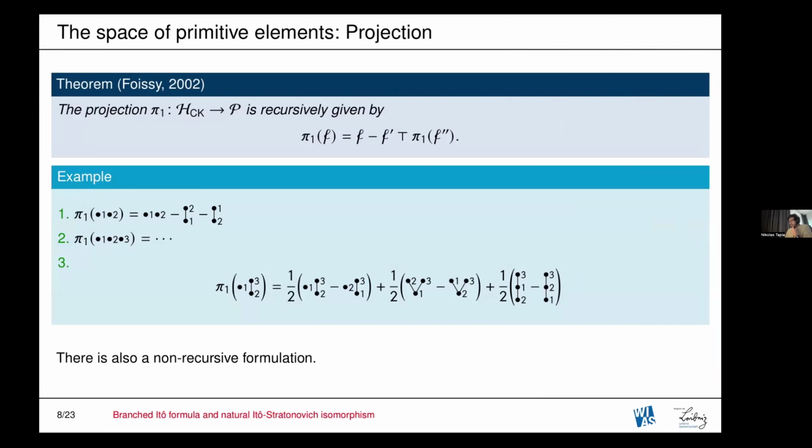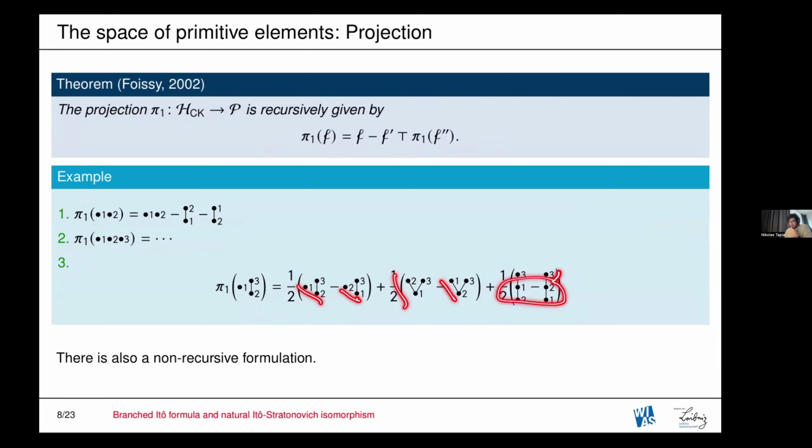But I can get some more relations. So for example, I can get pi1 of a forest like this, and I apply recursively my formula, knowing that I know these guys, and I get this expression. And if you look closely, then this is antisymmetric in the labels 1 and 2. So for example, here and here you can see the antisymmetrization. Here and here you can see the antisymmetrization, and also here.